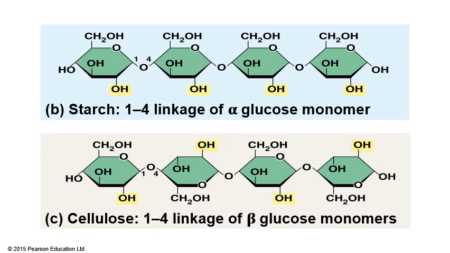But on the other hand, the cellulose molecule is connected by 1,4 linkage of beta glucose monomer. That's why we can see first glucose upside, next glucose downside, next one upside, next one downside, like that, with a different chemical bond.